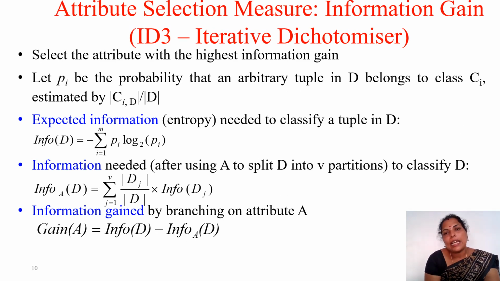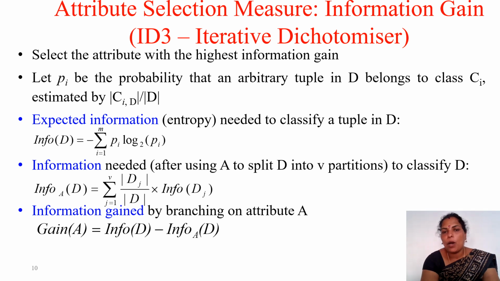The main attribute selection measure: if we are using ID3, that is Iterative Dichotomizer, ID means iterative dichotomizer. A decision tree constructed using information gain is used in ID3. So here what we are doing is selecting the attribute with the highest information gain. Okay, the highest information gain we have to select.